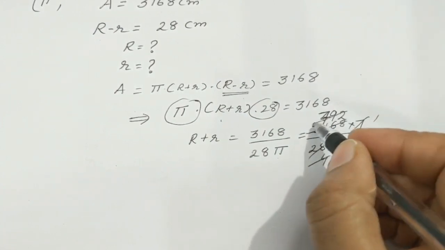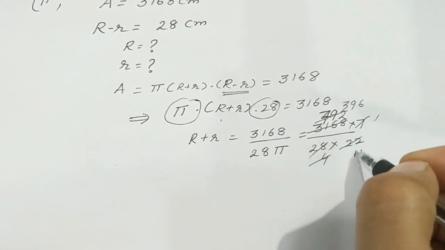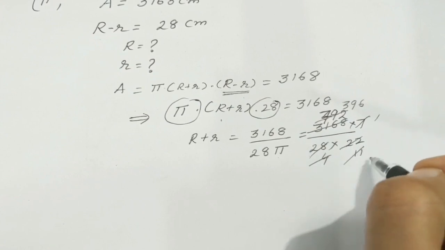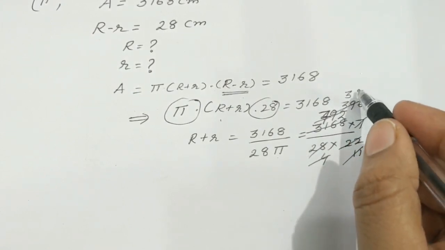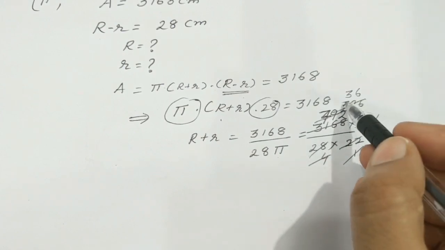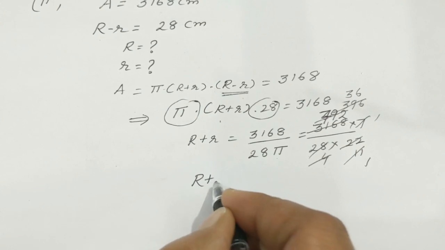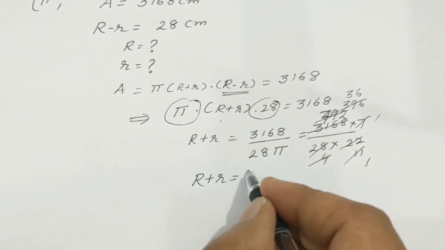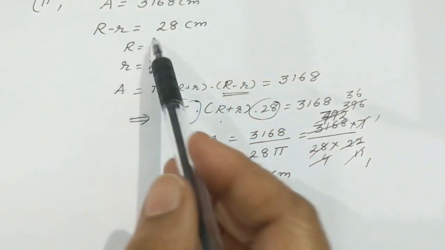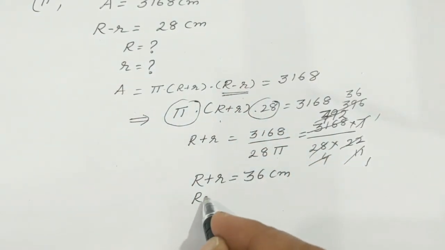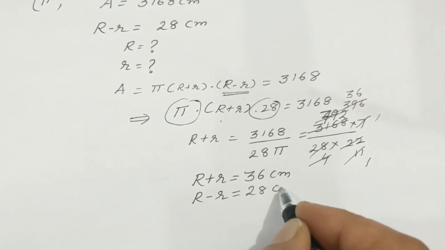2 goes into 11 times. It will go: 2 threes are 6, 2 nines are 18, and 6. These two can be cancelled by 11. 11 ones are 11, 11 threes are 33, and 11 sixes are 66. So 36. So what is the sum of the radii? R plus r equals 36 centimeter. And what is given to you? The difference of the two radii is R minus r equals 28 centimeter.